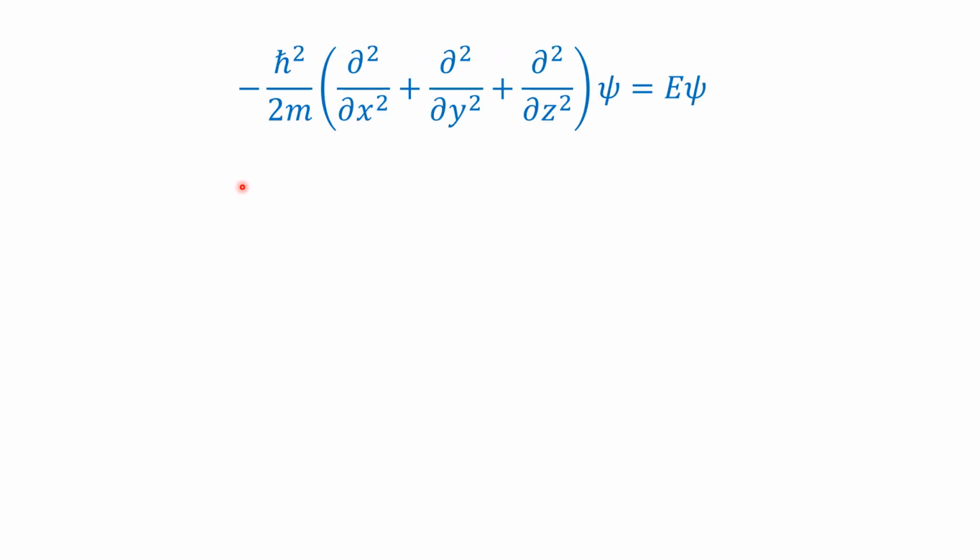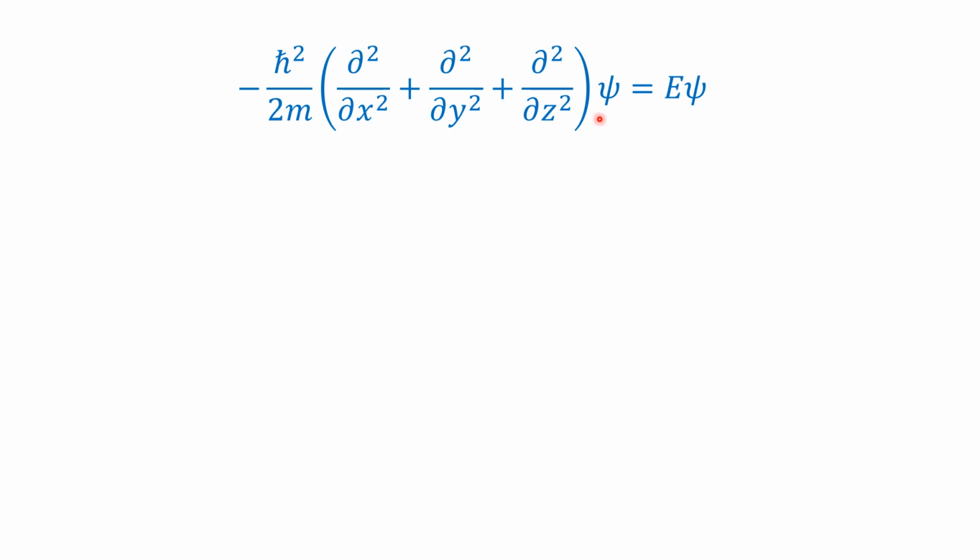In a three-dimensional infinite square well potential, the Schrödinger equation can be written as minus h cross squared over 2m multiplied with the sum of the second partial derivatives with respect to x, y, and z, multiplied by psi, which is equal to E psi. Inside the box the potential is 0, so we have taken the free particle Schrödinger wave equation in three dimensions.